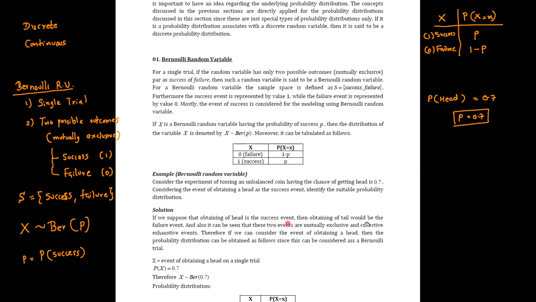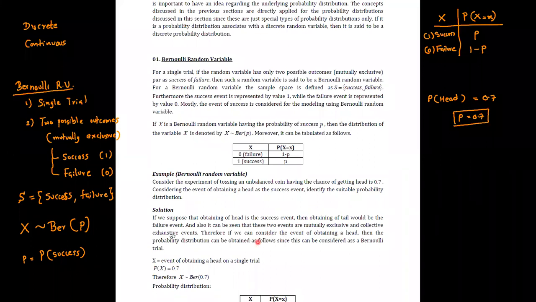Therefore, we can consider these are the only possible outcomes. We have considered a single trial, and obtaining head and obtaining tail are the only possible outcomes. So there are two possible outcomes, and those are mutually exclusive events. According to this problem, it is given that we consider obtaining head as the success event.